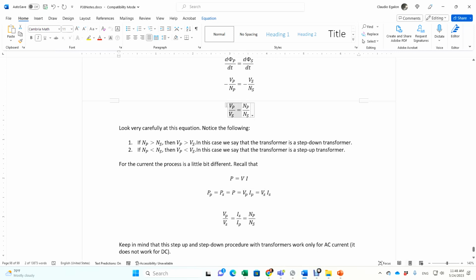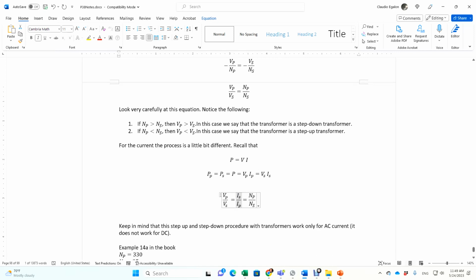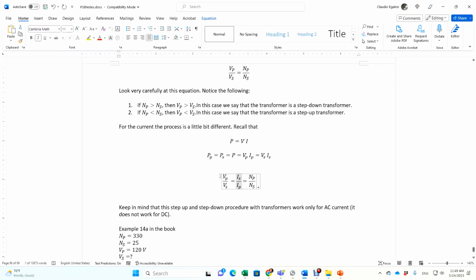And then we use this relationship here that we got. The voltage in the primary divided by the voltage in the secondary is the current in the secondary divided by the current in the primary. And then look what happens, right? If we have a step down in voltage, we're going to have a step up in the current. We must have that to have conservation of energy. If the voltage decreases from the primary to the secondary, then the current is going to increase.